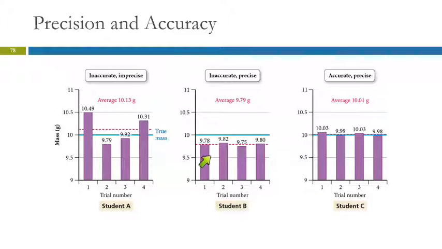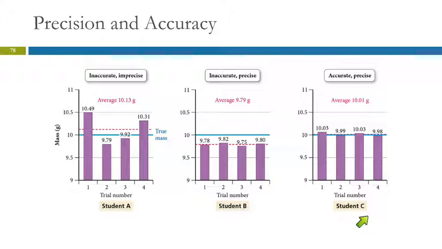Student B weighs that same object 4 times. These values are all very close together. That shows that this person has good precision. They're very consistent. Unfortunately, they're consistently wrong. When we look at the average, it's significantly below. And we'll talk about how that could happen in just a minute. So this is not accurate, but it's precise.